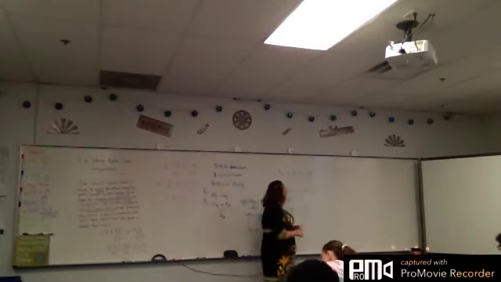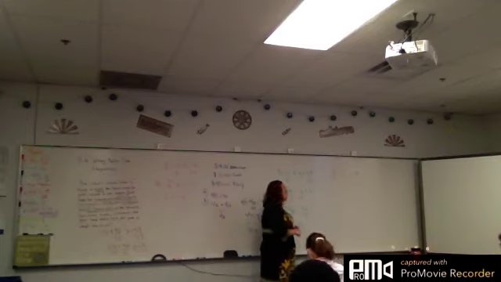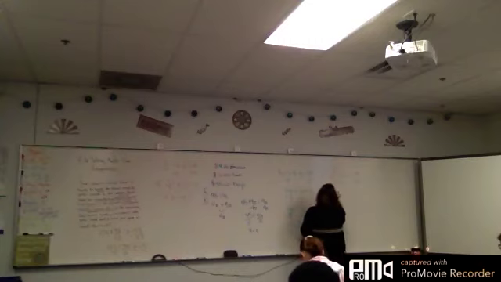Kaden, what do I do first here? x over -2 plus 6 is less than -14. Subtract 6. What's -14 minus 6? -20.